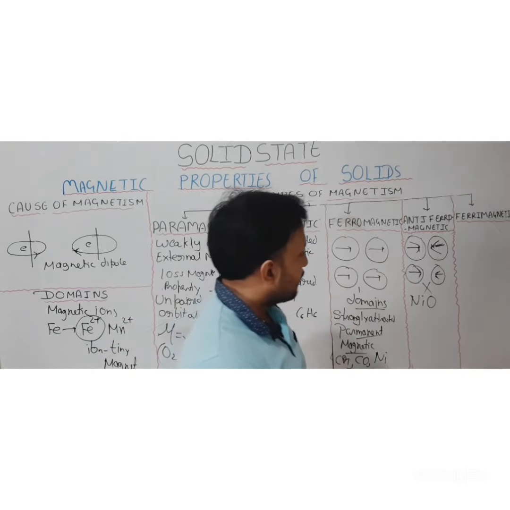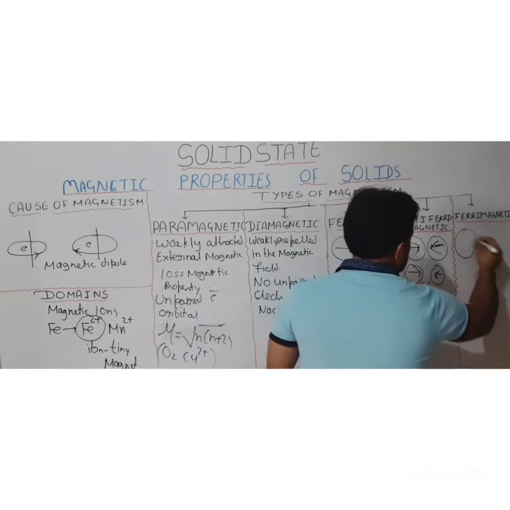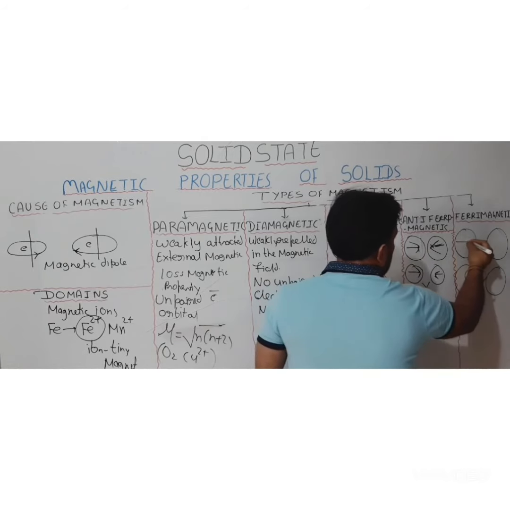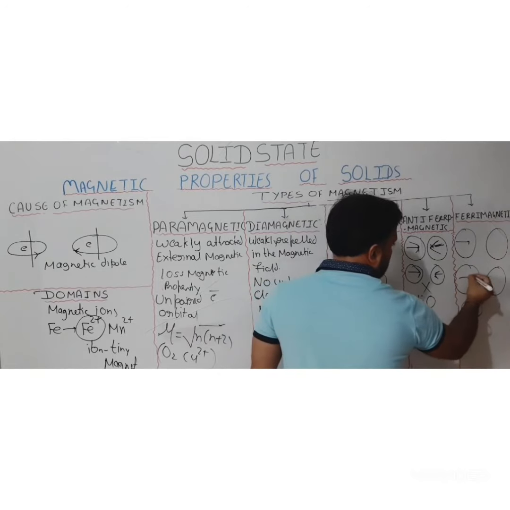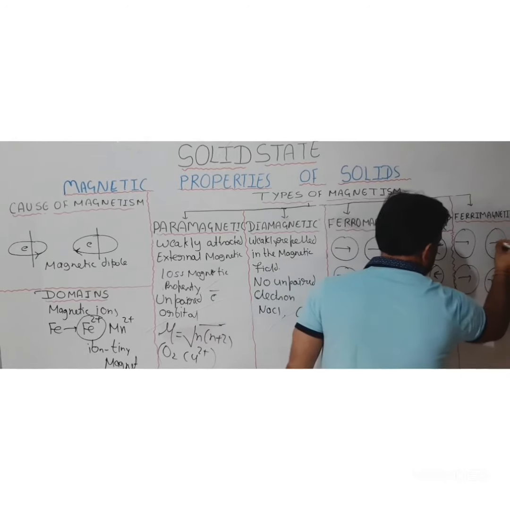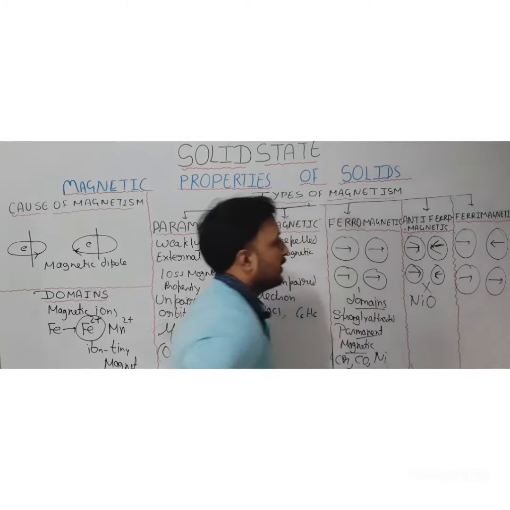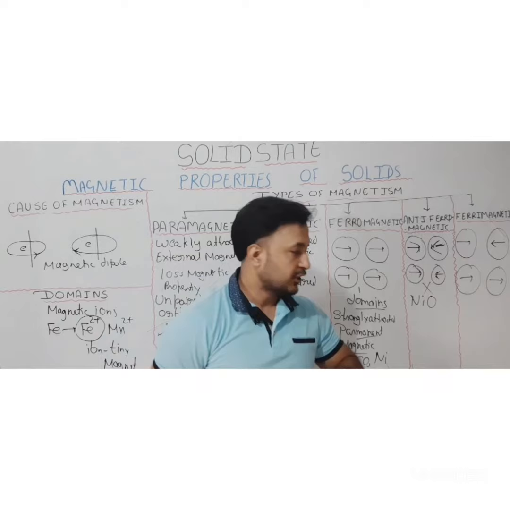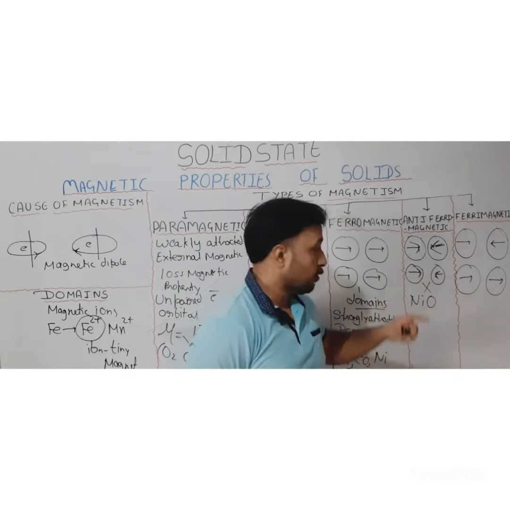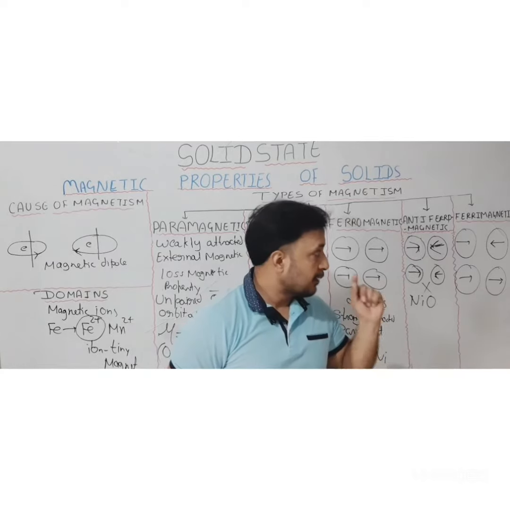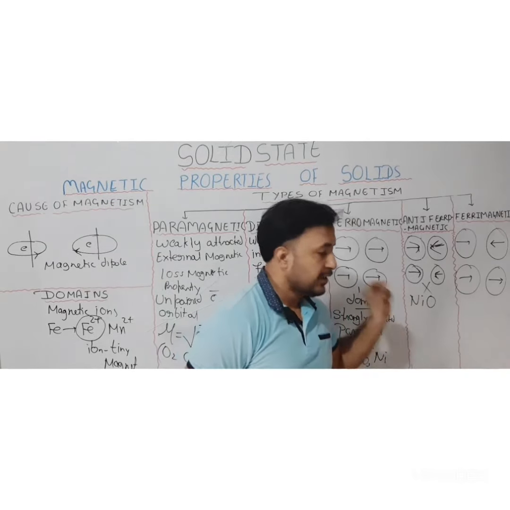Ferrimagnetic substances are those where domains are there. Suppose there are 4 domains. One domain is in this direction, another domain is in this direction, one more domain is in the same direction, but one domain is in the opposite direction. So what is happening here? Domains are in the opposite direction here also, like antiferromagnetic, but their number is unequal. It means some net magnetic dipole moment will be there.